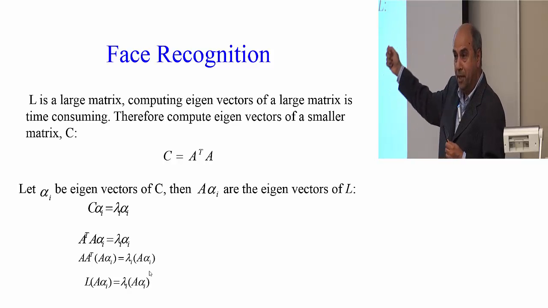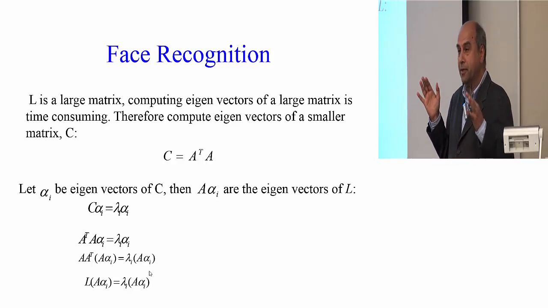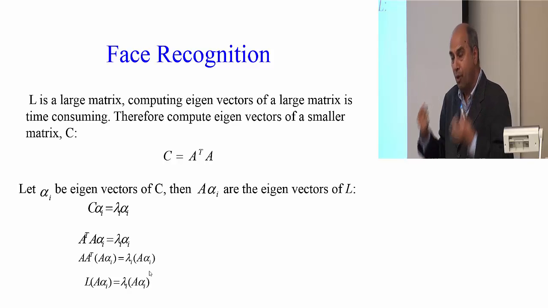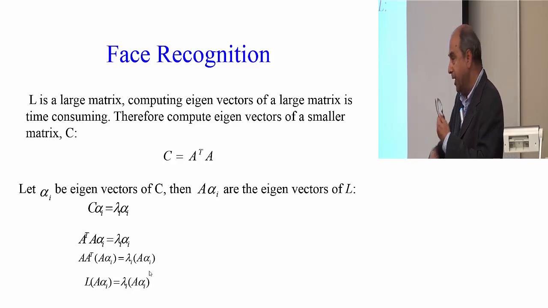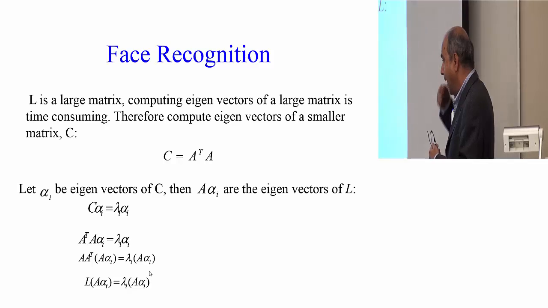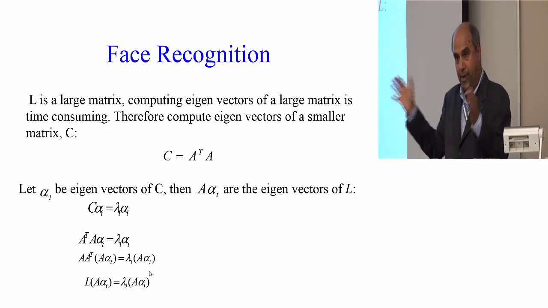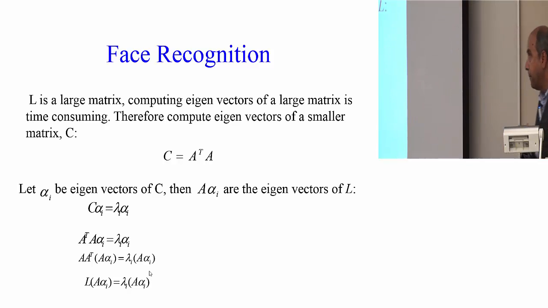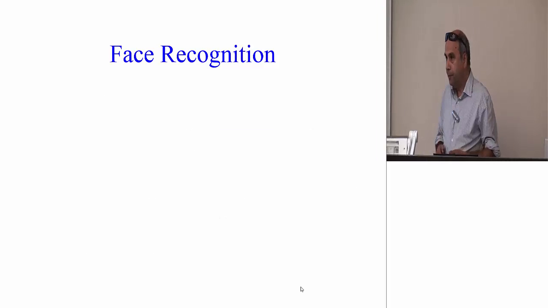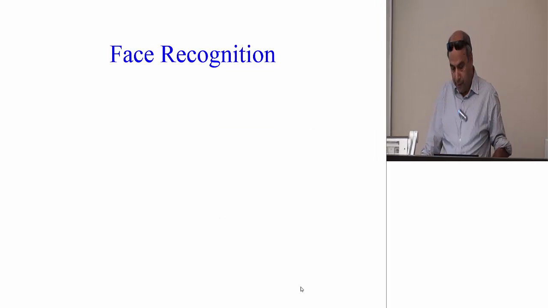And what we did, we computed the eigenvectors of C because it's a smaller matrix, and then we can find eigenvectors of L using this, and that's what was missing. Okay, so we'll finish the discussion on face recognition.